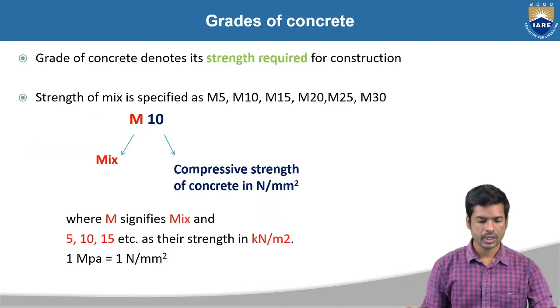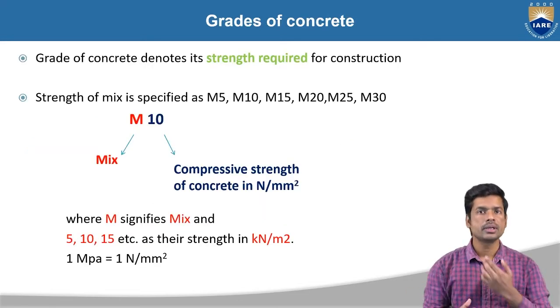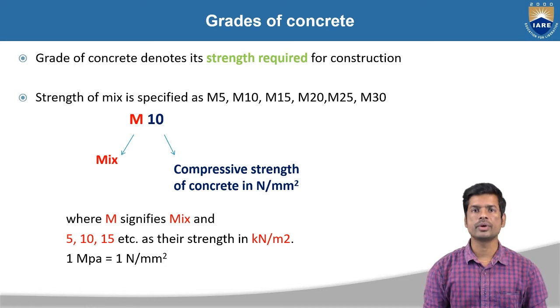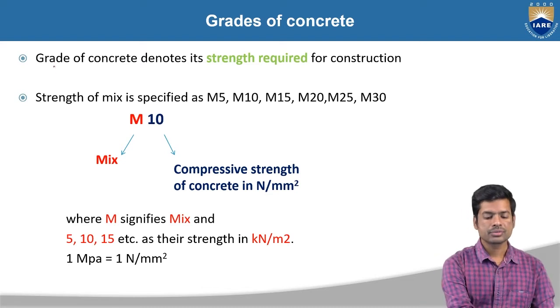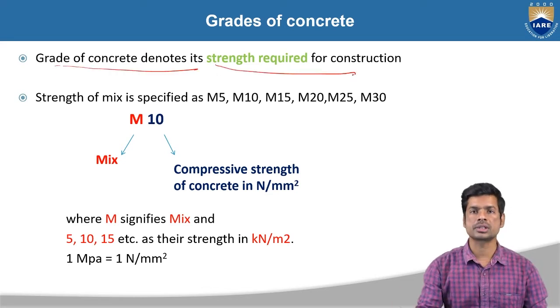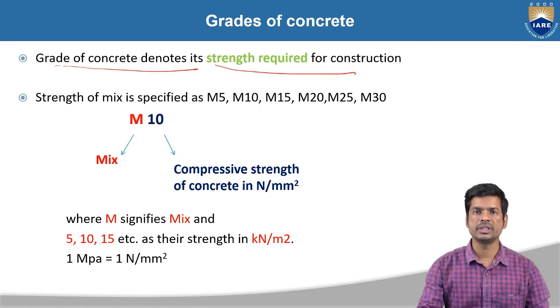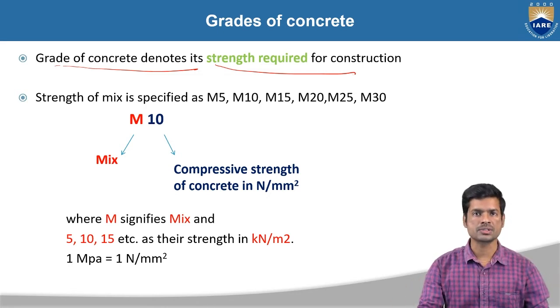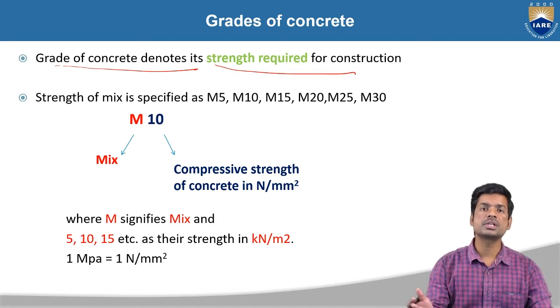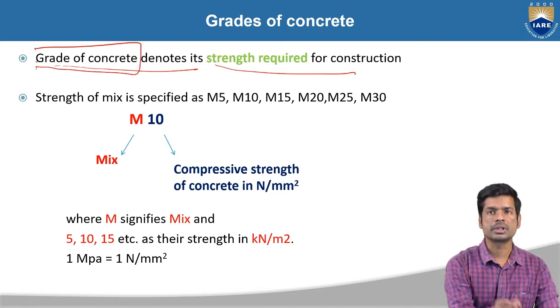Next, coming to the grades of concrete. Whenever we prepare concrete, we measure the strength in terms of grade. The grade of concrete denotes the strength required for construction. Depending upon the structure, such as commercial buildings or residential buildings, we need different strengths. If the load is more, the strength of the concrete should be more to resist the higher loads. That required strength is represented by the grade of concrete.